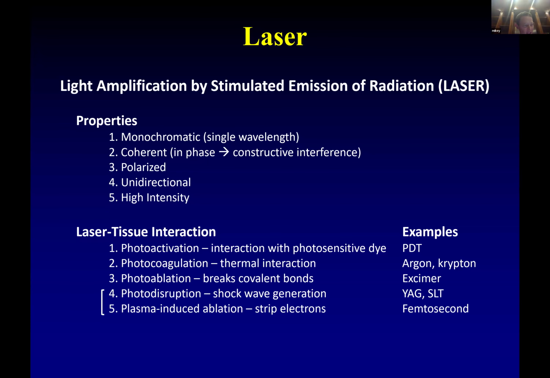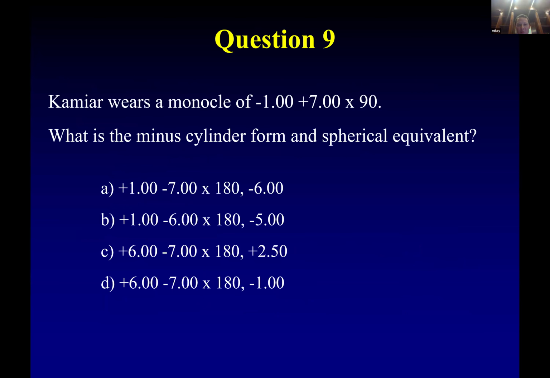All right. Now I thought I'd finish off with a couple of quick calculations, and then I think we'll all take a 5 or 10 minute mental break and see who can make it enough energy to come back for the second half of this. All right, Kamiar is wearing a monocle of -1, +7, axis 90. What is the minus cylinder form and spherical equivalent of this lens? Give me a minute.